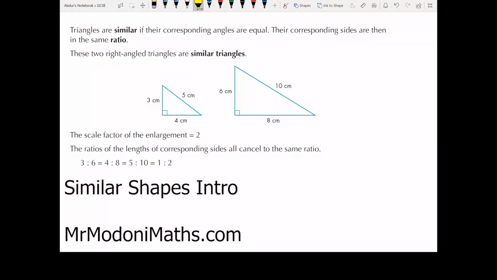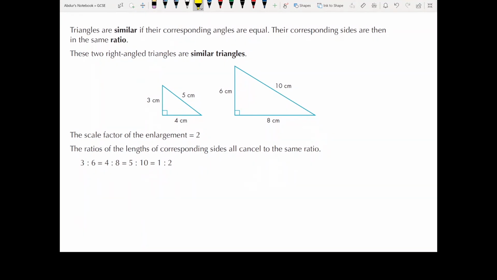So we're looking at similar shapes. Now, first of all, a similar shape in mathematics is where we have two shapes that are pretty much identical to each other in terms of their angles. Their angles are going to be exactly the same. So this angle here is going to be exactly the same as this angle here. This angle in this corner is going to be exactly the same as this angle here. And then you've got a right angle here, which we can see is also present.